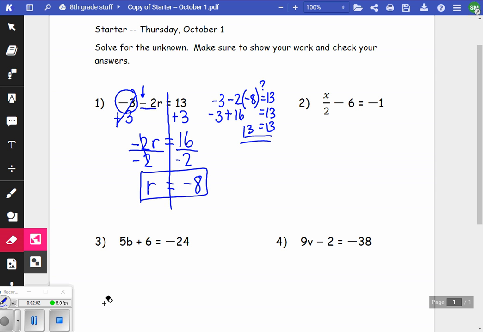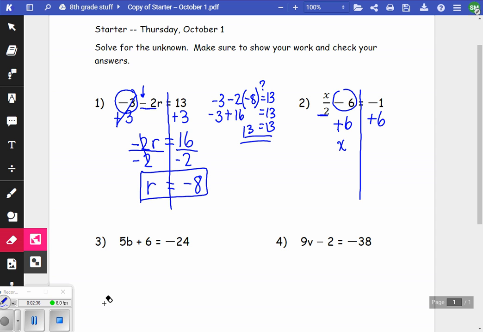Okay, number 2. Same thing, draw a line and circle your constant, underline your coefficient. I have a little bit different coefficient this time because it's a 2, but I'm dividing by 2 instead of multiplying by 2. So I'm going to have to do the opposite to undo it. But first we need to deal with this constant. -6, the opposite of that is +6. Whatever I do to one side, I have to do to the other when I'm changing a value.